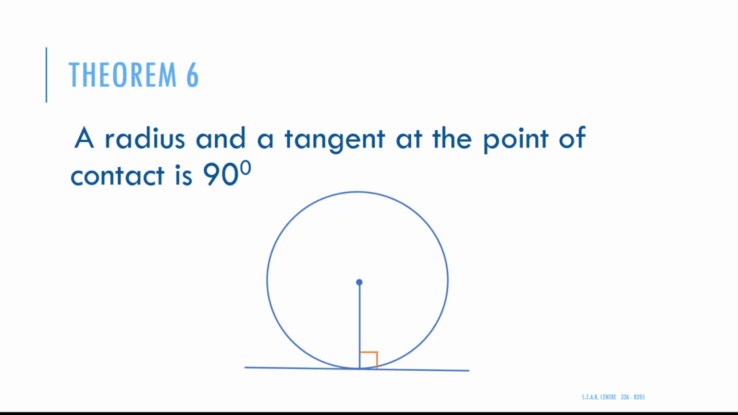Theorem 6. A radius and a tangent at a point of contact is 90 degrees. So we know that this is a radius because it's going from the center of the circle to the circumference. We know that this line at the bottom is a tangent because it's outside of the circle and it touches the circumference at exactly 1 point. So our rule applies that the radius and a tangent at a point of contact creates a 90-degree angle.